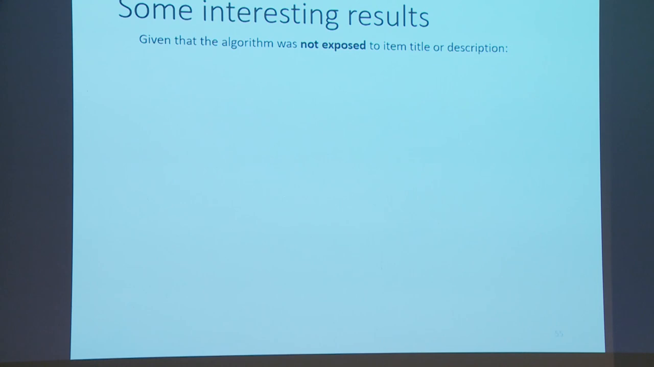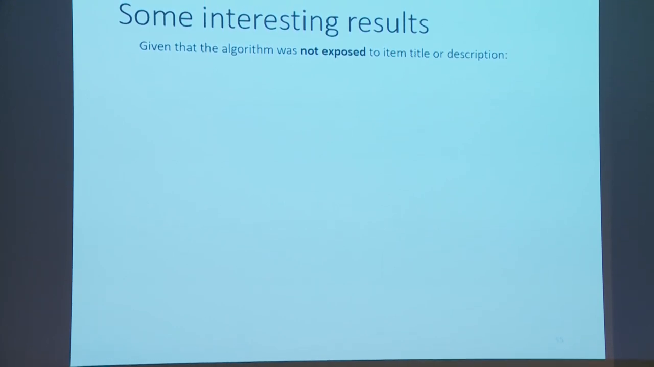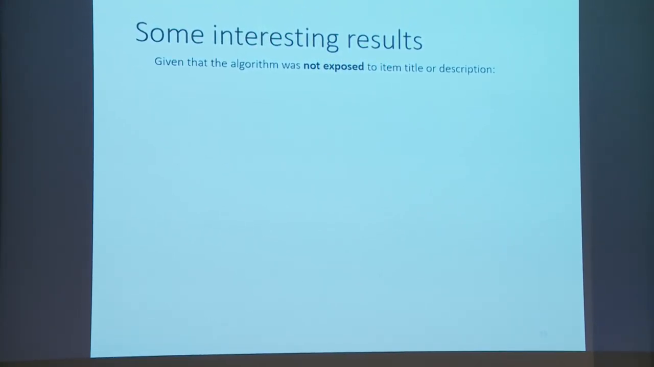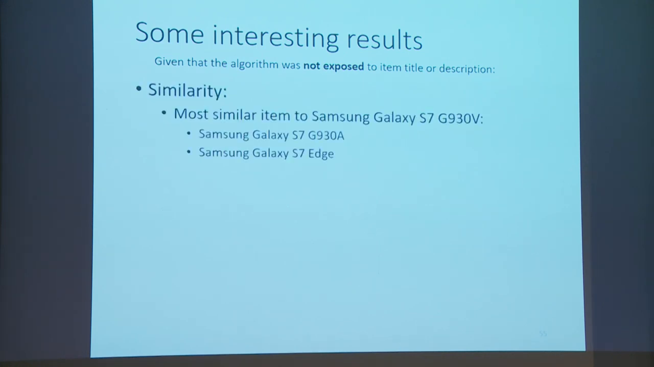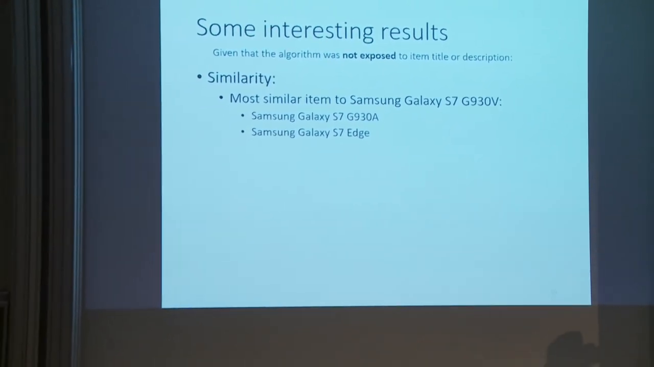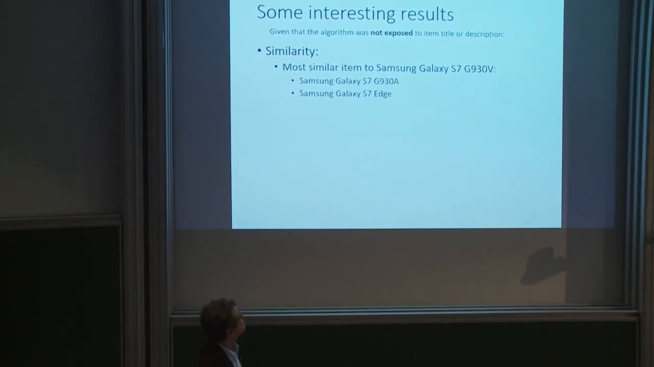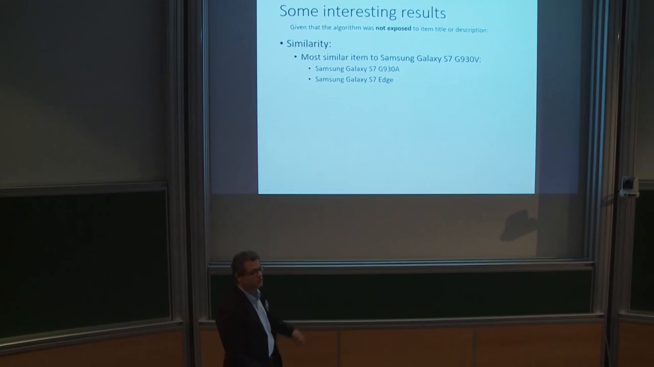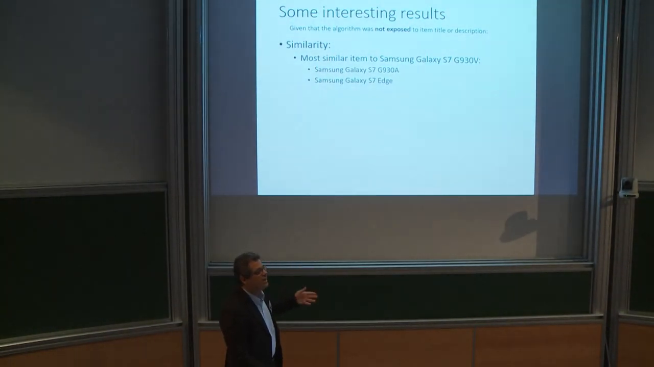Now, some interesting results that we get from this very simple approach of item to vec is that, and again, please keep in mind that the algorithm didn't get any information regarding item title or the description of the item, but still we can get very interesting results. Like the most trivial one is when you give it a certain item, like in this case it was Galaxy S7 or a certain model, you get similar items, other models of the Samsung S7.